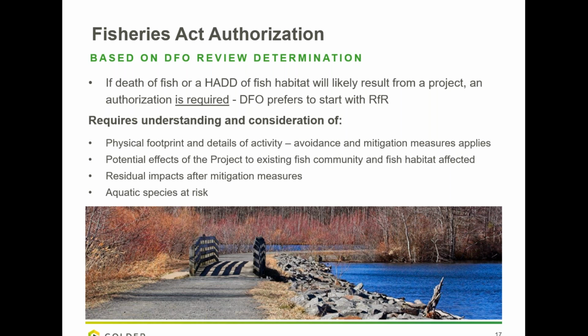If in the review process DFO determines that they believe that a HADD can't be effectively mitigated and there are still some residual effects, then it moves to an application for authorization. And at this stage, you should have some very good and detailed information on the physical footprint and the details of the activity. You need to outline all of the avoidance and mitigation measures that are applied, and this is the stage where you start evaluating the potential effects to the project and to the existing fish community and the productivity of the fish and the fish habitat affected to help identify the residual impacts after the mitigation measures have been applied.